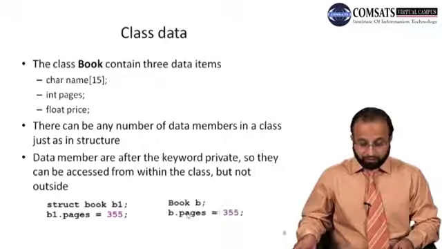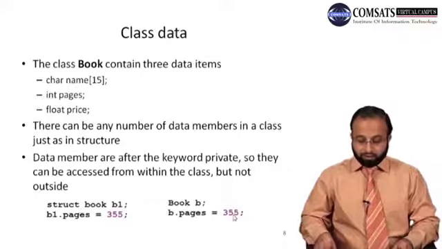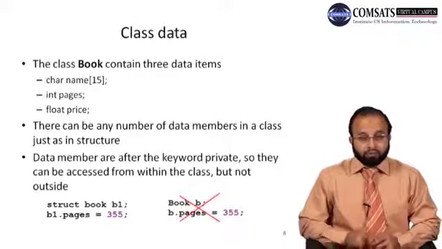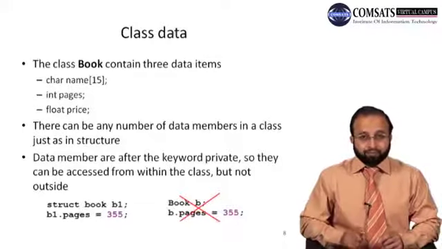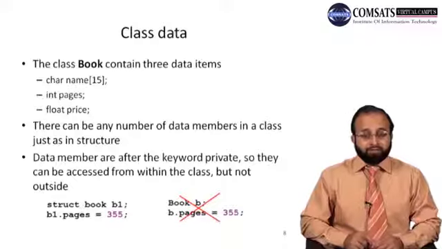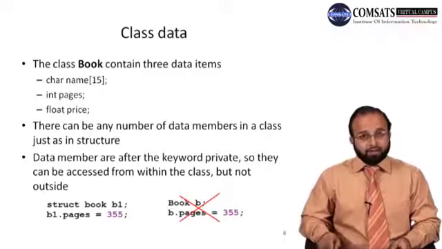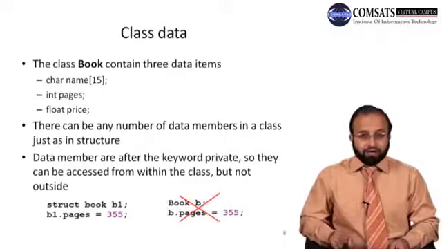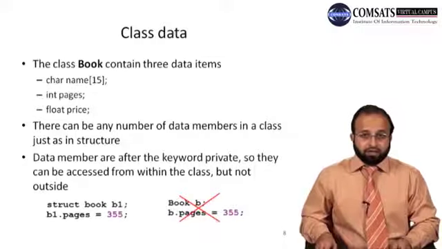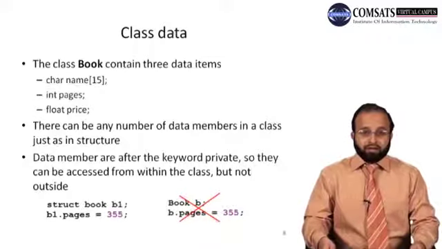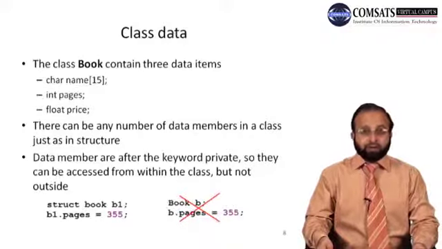But if we create an object of the book class, that is B1, and we write B1.pages = 355, that is not possible. That is not allowed. Why? Because pages is a private data member of the class. It is not a public function or public data member. If you make that pages public, if you remove the keyword private, then you can do it like this. But it is strongly recommended that you keep the data members of the class private.